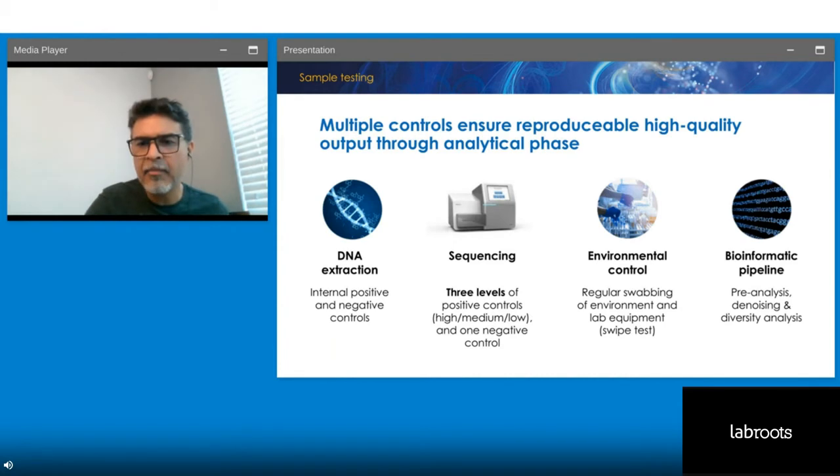And then we have a bioinformatics pipeline. We have pre-analytical, denoising, and also diversity analysis. So it's important that all the clinical, digital data coming from the sequence is properly analyzed. The noise coming from this data is cleared, and we can use this data, when the quality is acceptable, to start assigning organisms based on the sequences that were detected.